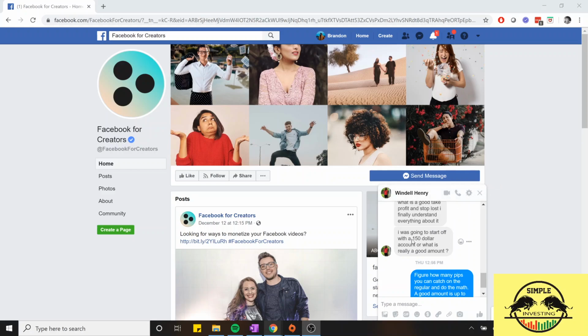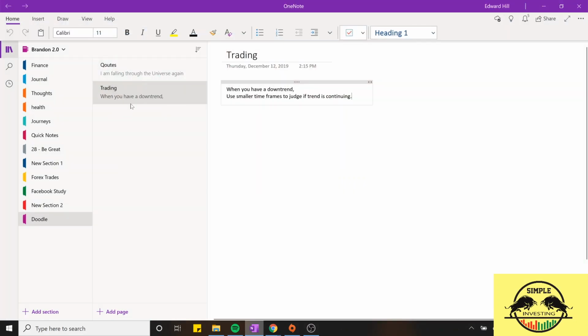I was asked a question: if they're going to start with $150, what is a really good amount to start with? I'm going to try to break this down into three points. The first is you've got to size up the market. Then understand how much you can get, and then finally, risk to reward. All right, so I'm going to break down this first step right here, which is how to size up the market.